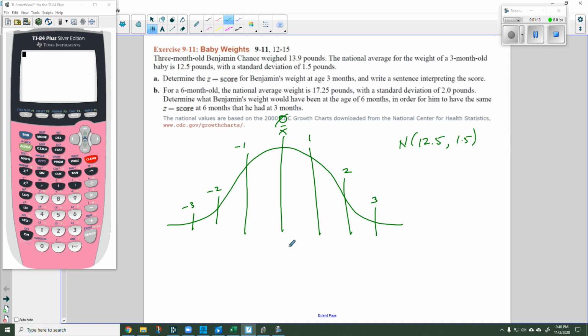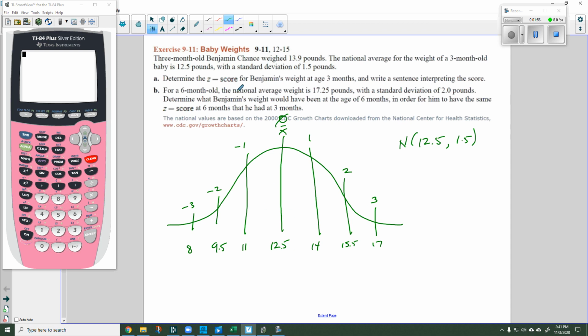And I'll put my numbers in. So I know that the mean is 12.5. So that means the first standard deviation would be 14. And then I'd have 15.5, and I'd have 17. And then going the other way, this is going to be hard for me in my head. I'm going to have 11, and then take away 1.5, I'll have 9.5, and take away 1.5, I'll have 8.